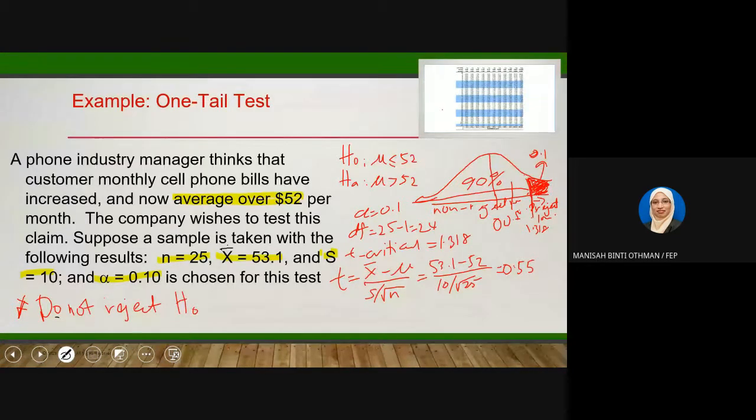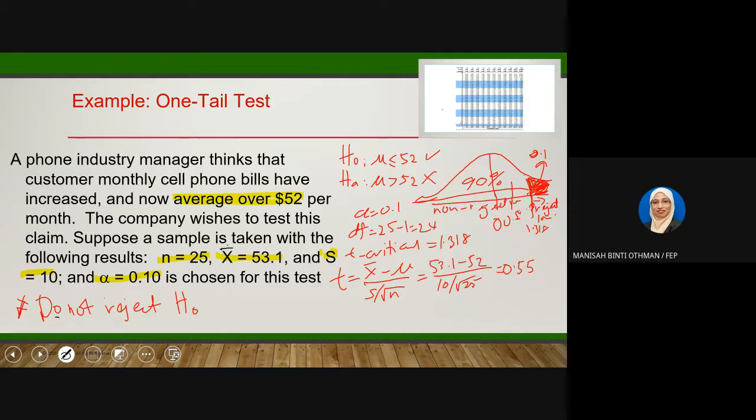the null hypothesis. When we do not reject the null hypothesis, it means the null hypothesis is true, because you cannot reject it. It means we don't have sufficient evidence to prove that the average phone bill is now over $52. The claim here was that the average is more than 52. When we do not reject the null hypothesis, this is true and the alternative hypothesis is false.